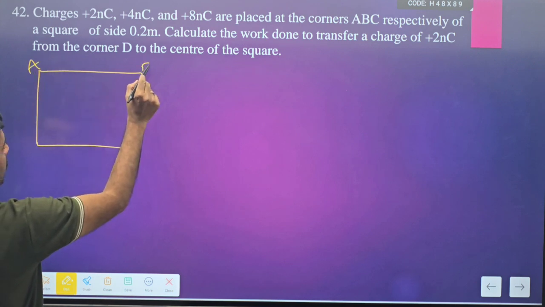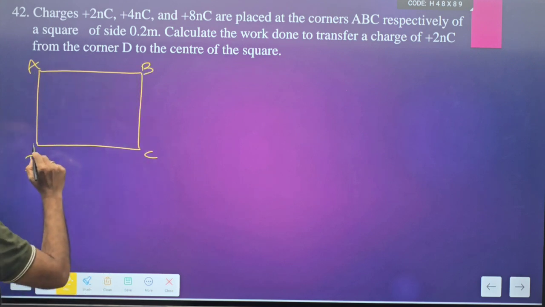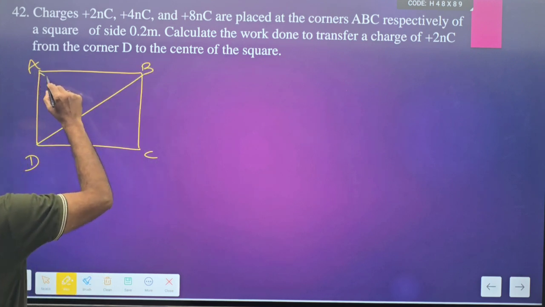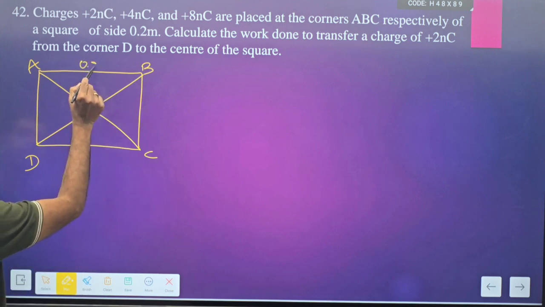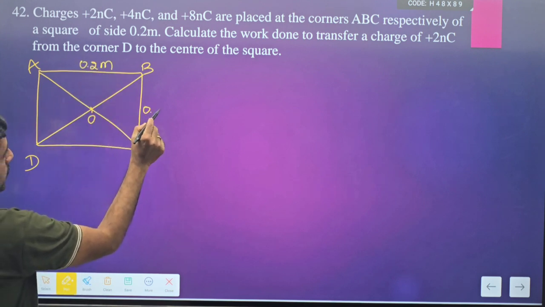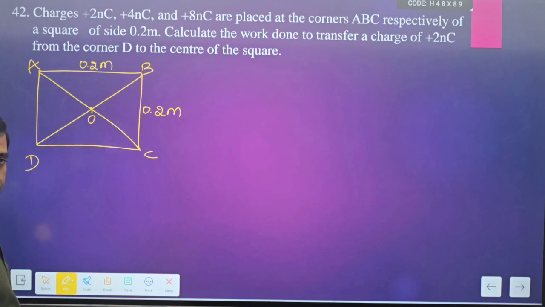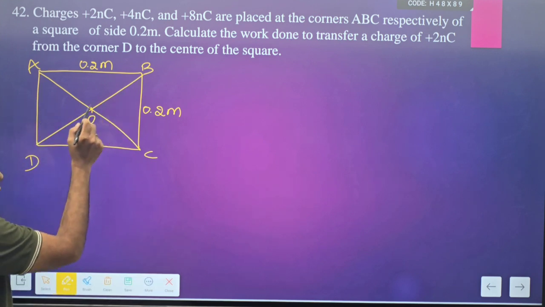This is A, B, C, D. Okay. Now, let me consider the center of this square is O. This is 0.2 meter. This is 0.2 meter. Now, first you have to find the OA, OB, OC distance.